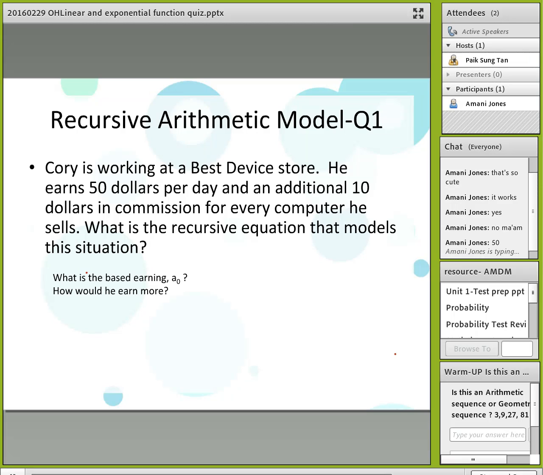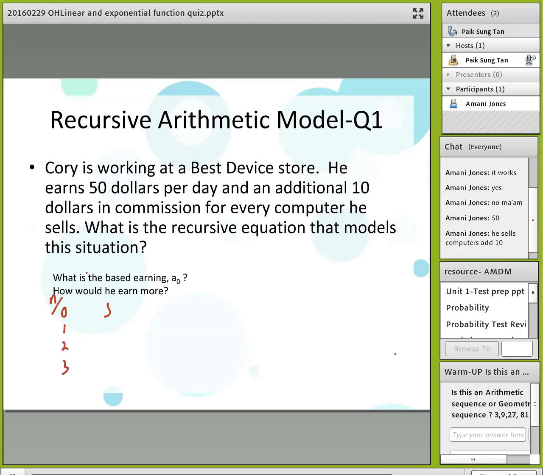By adding how many? So we start with 50. And what we don't know every day is how many computers he sells, right? But let's say 0 is if he sells 0 computers, 1, this is n, okay, n. And 0 is selling 0 computers, 1 is selling 1 computer, 2 selling 2 computers, 3.